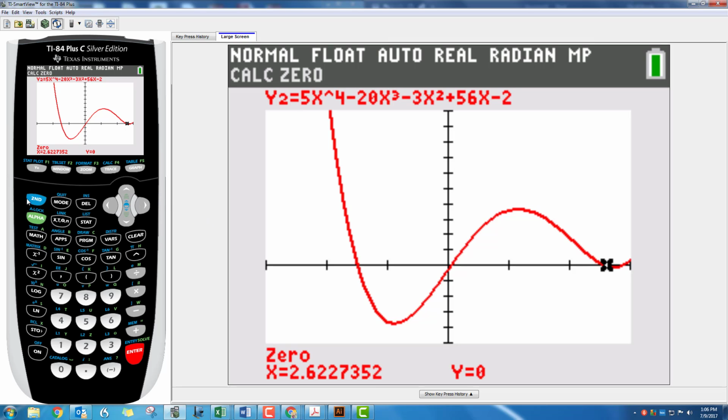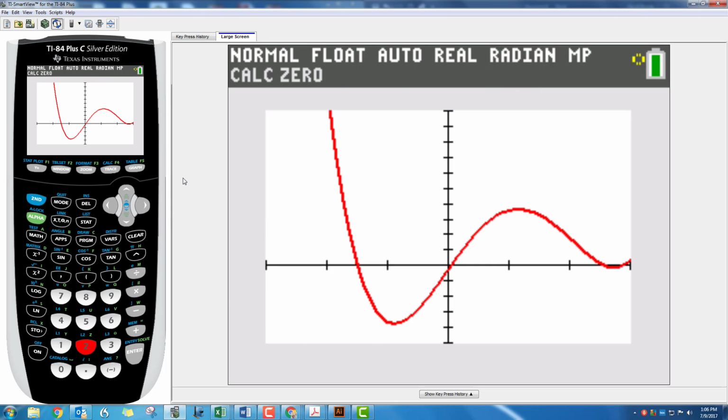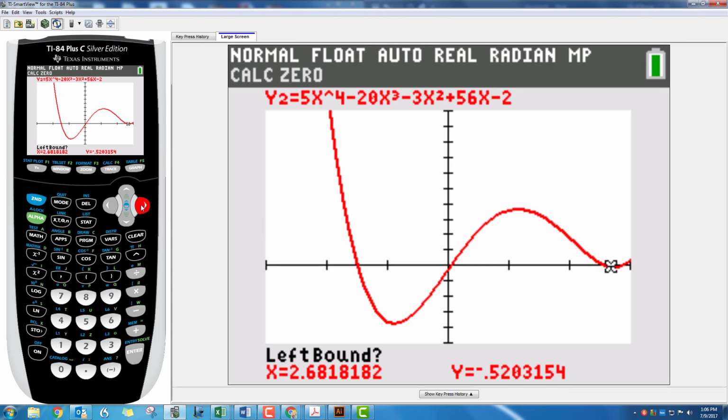And then finally, the last one. This last zero is right here, so we are already to the left of it, so we press enter, and we go to the right of it, ask it to guess, and 2.84. So those are the 4 zeros, or the critical numbers for this function.